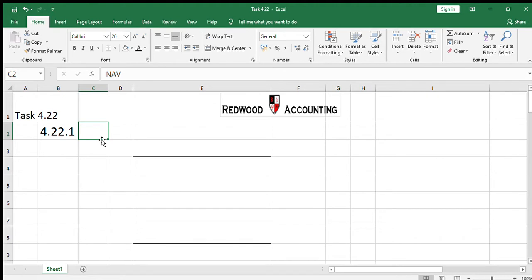Hi everybody. We are now doing task 4.22, which is a task on the repurchase of shares with a net asset value. After this task, I would like you to try task 4.21 by yourselves. Please send it to me as a screenshot and I will send you the solution for marking.